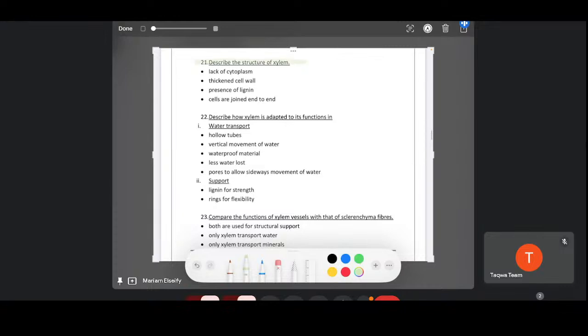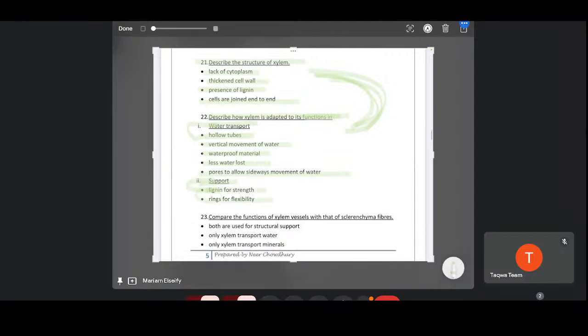What is the structure of xylem? The xylem lacks cytoplasm. It has thickened cell wall, presence of lignin, cells are joined end to end. Describe how xylem is adapted to its function. Yes, it has no cytoplasm, thickened cell wall, presence of lignin, and the cells are joined end to end. But how is that good for its function? It has two functions, support and water transport. It's good for water transport as it has hollow tubes, vertical movement of water, waterproof material, less water lost, and pores to allow sideways movement of water. It's good for support as lignin gives strength, rings give flexibility.